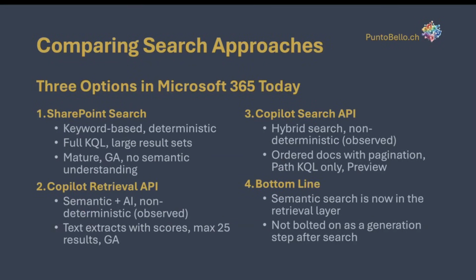There's a quick comparison. SharePoint Search, which we know and use for 25 years, is keyword-based and deterministic. And the Retrieval API brings semantic understanding, but appears non-deterministic in my testing, and it's also limited to 25 results. The Search API adds hybrid search with pagination, but only supports path filtering.